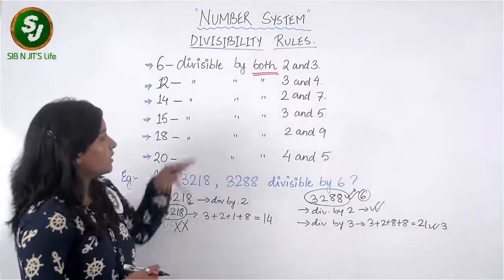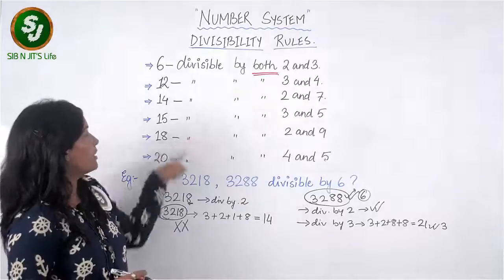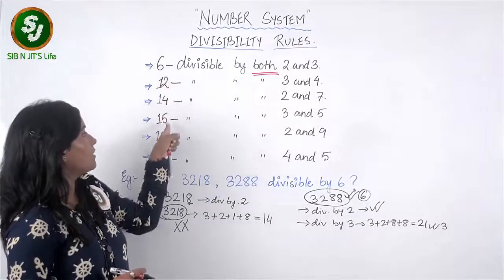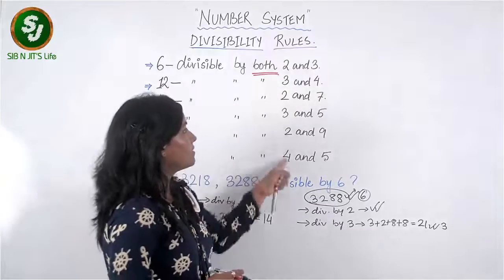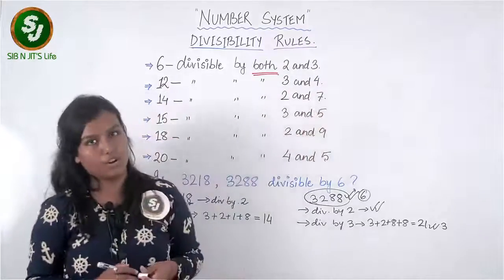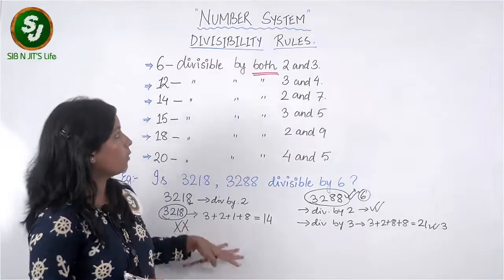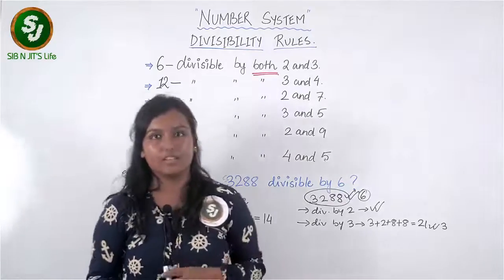So this is the rule which you have to follow for the numbers 6, 12, 14, 15, 18 and 20. You have to check whether the given number is divisible by both the numbers or not. Okay? I hope these divisibility rules are clear to you.